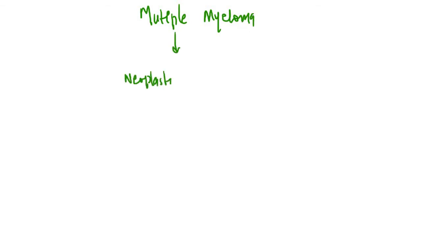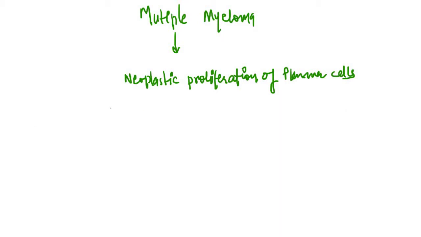In multiple myeloma, there occurs neoplastic proliferation of the plasma cells within the bone marrow. As a result of this neoplastic proliferation, the whole of the bone marrow will be infiltrated by these plasma cells.